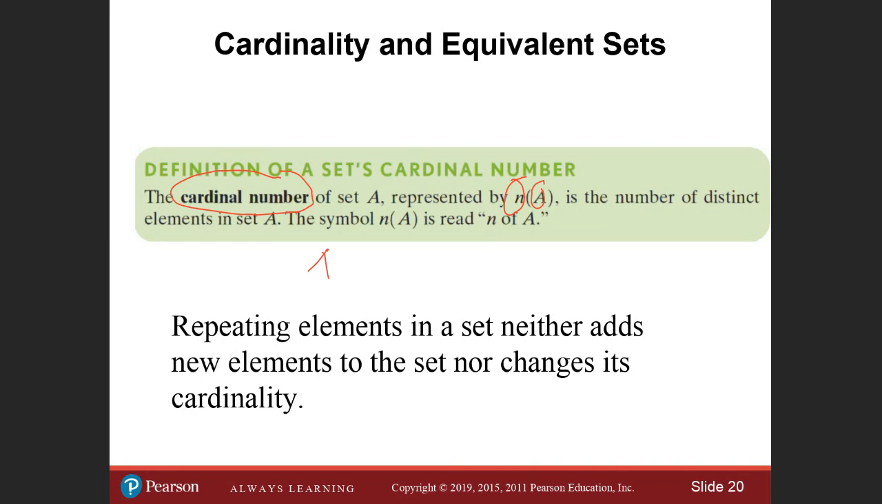So if I have set A here equal to the one that we did a while ago, 1, 2, 3, and you're asked to find the cardinal number, then your answer would be, n of A equals, you just count the number of elements, and it gives you 3 here.